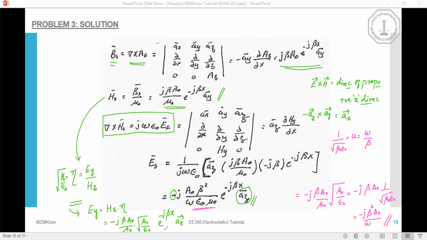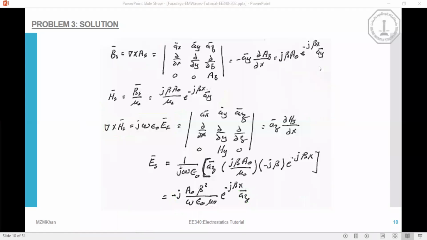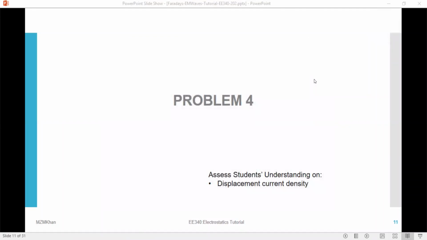You should get this one because they are the same. Whatever we have studied in TEM waves is actually coming from this Maxwell's equation, so we should get the same answer. Rather than applying it this way, you can directly find the EY using this expression. I will leave this to you, but you can do it at home. So let us move further. Let me clear it. Next, let's go to the next problem.